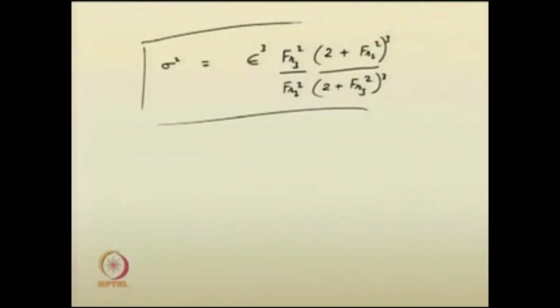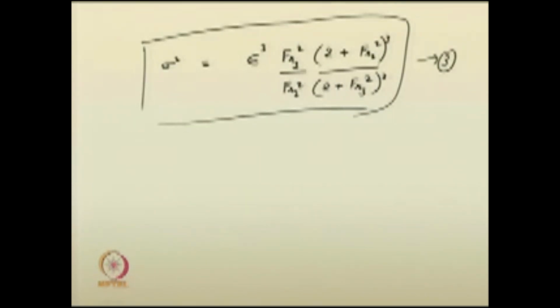So, from this relationship what can we suggest now? Let me call this equation 3. So, equation 3 can now be used in the design analysis for obstructions. So, you will get a picture of what the ratio of B2 by B3 should be, that is what sigma squared is suggesting, right.